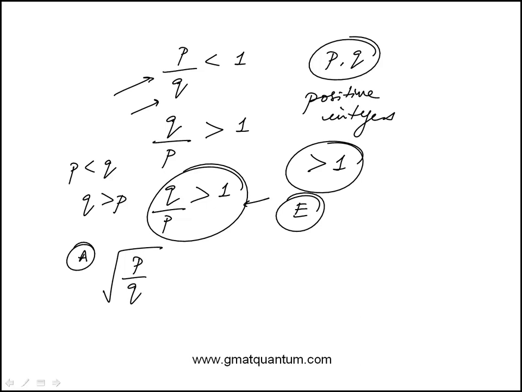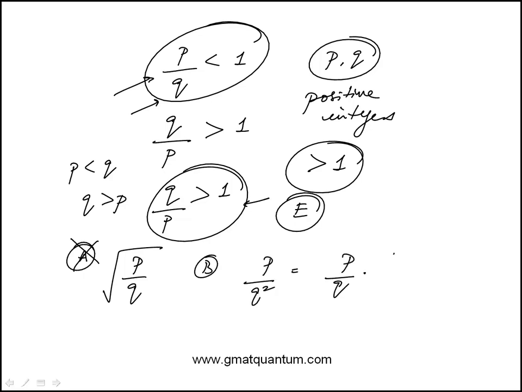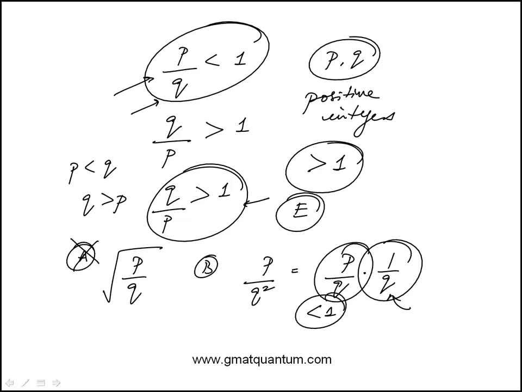A is the square root of P over Q. If P over Q is less than 1, the radical is also going to be less than 1. B is (P over Q) squared. So this would be P over Q times 1 over Q. Now, this is already less than 1, and we're dividing it by Q, also a positive integer. The least it could be is when Q is 1. In that case, it would still be less than 1, but it could be 2, 3, 4, in which case it would be even less.